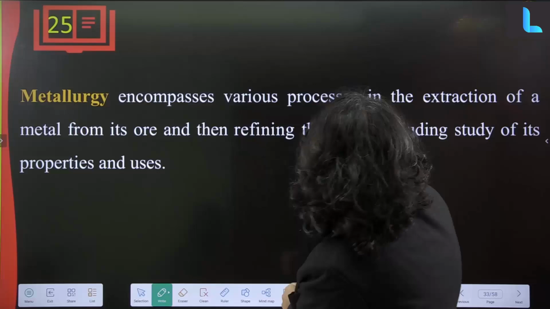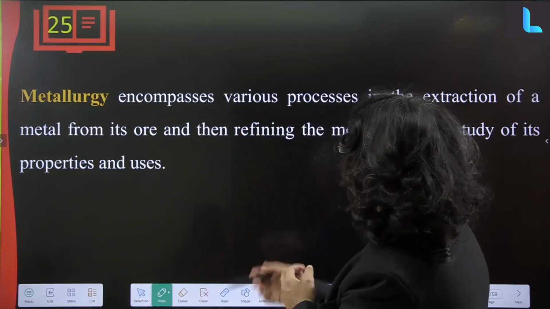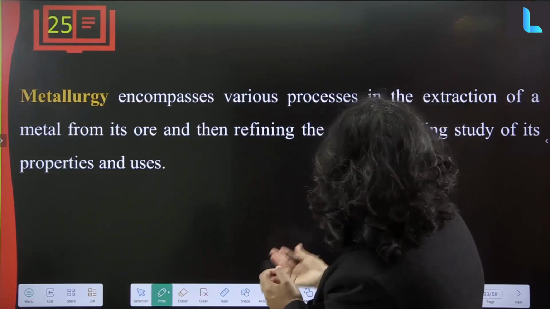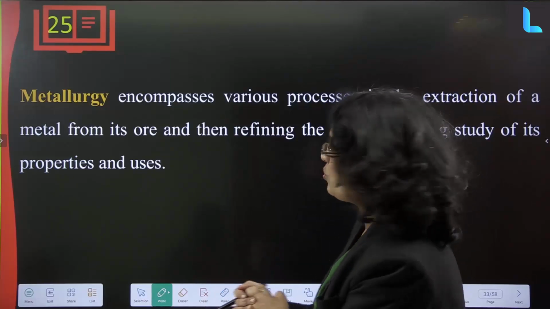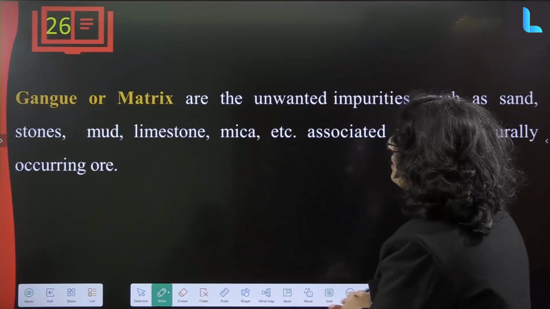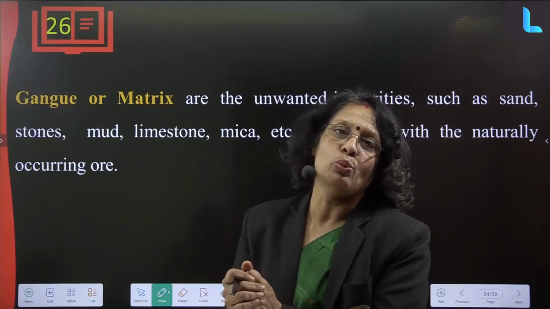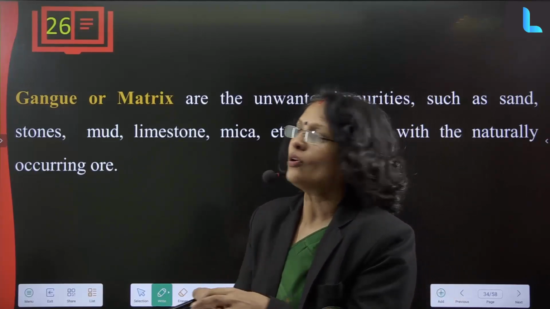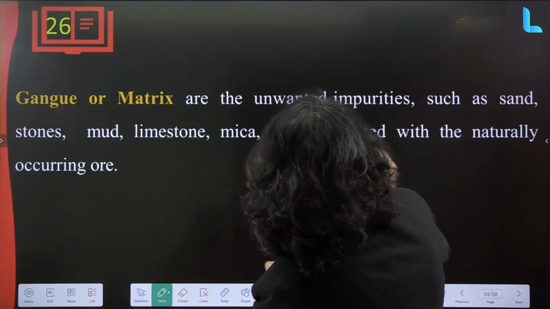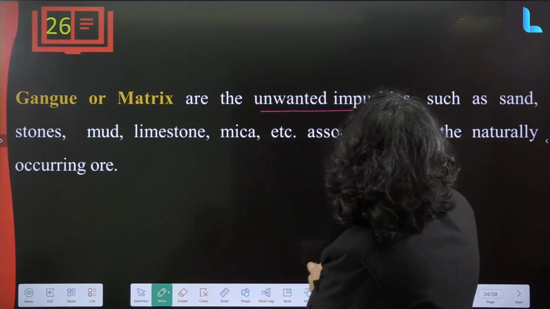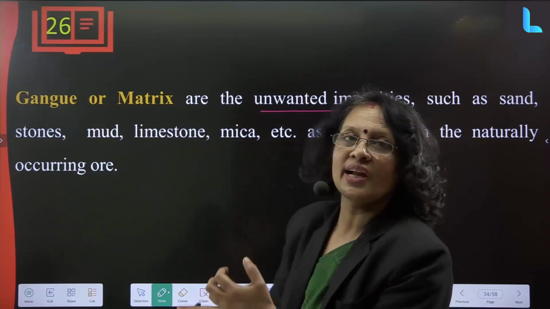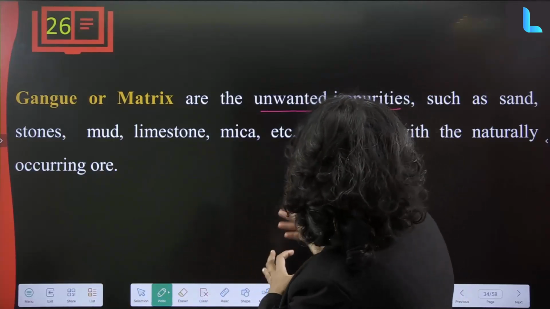The various processes in the extraction of a metal from its ore, then refining, including the study of its properties and uses, are called metallurgical extractions. Now in metallurgy the impurities are removed. These impurities are called gangue or matrix. Unwanted impurities such as sand, stone, mud, limestone, mica.